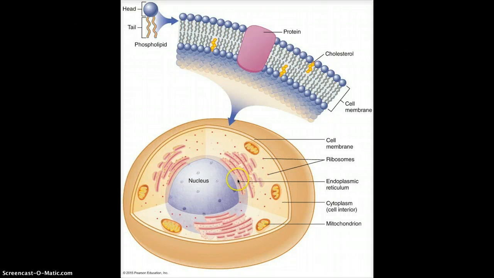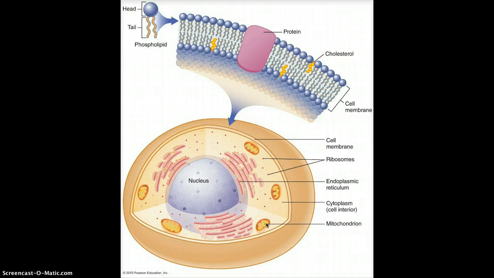The endoplasmic reticulum is made of membrane, so it's these long, flat, membranous structures. And the proteins that are assembled by the ribosomes go into the endoplasmic reticulum. They get further processed, and they get ready for transport all throughout the cell. The endoplasmic reticulum is also responsible for the breakdown of lipids and the storing of some minerals such as calcium.